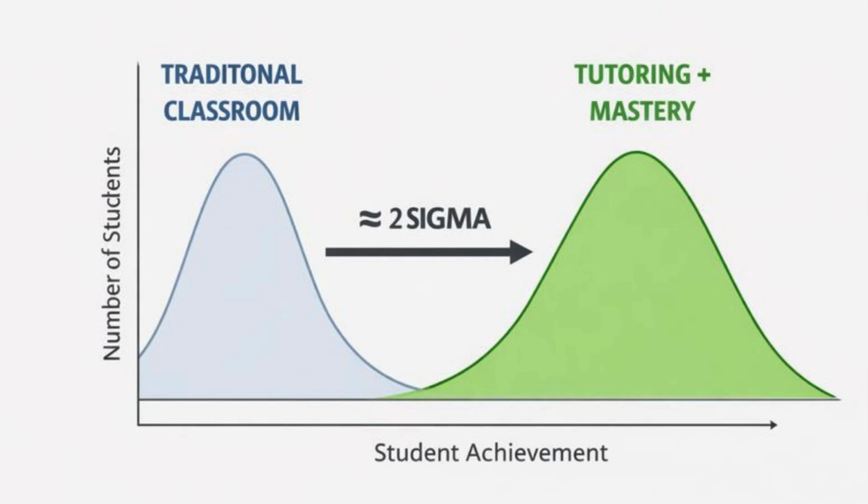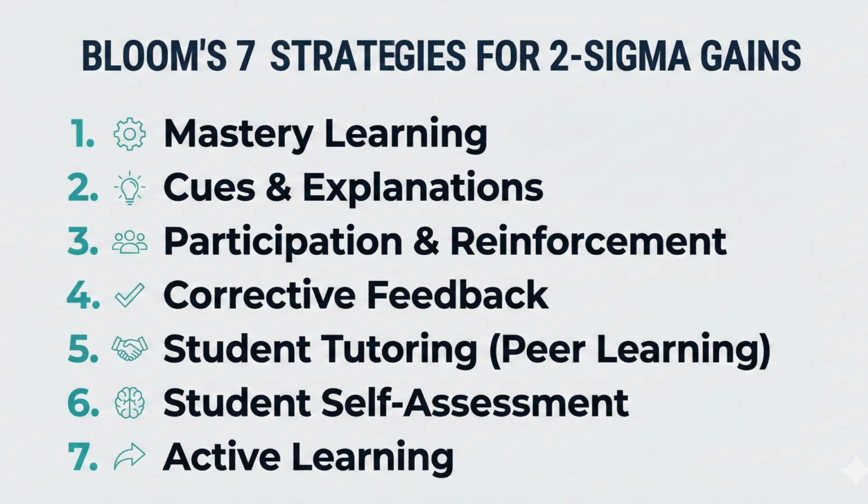Mastery learning alone gets you partway there. But when you layer in formative assessment, peer teaching, corrective feedback, and active learning, that's when things change. I want to pause here and explain why this research matters beyond test scores.